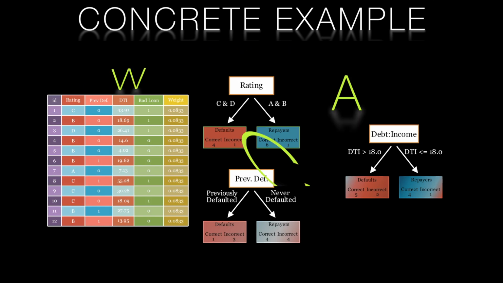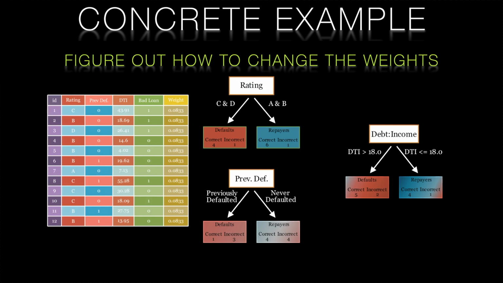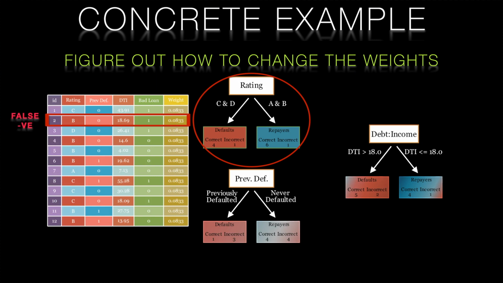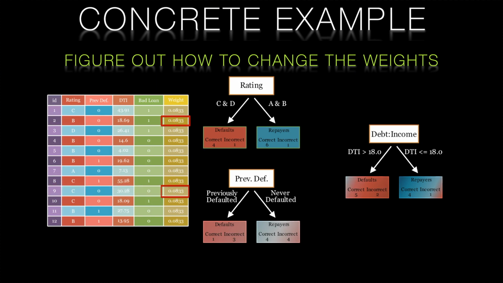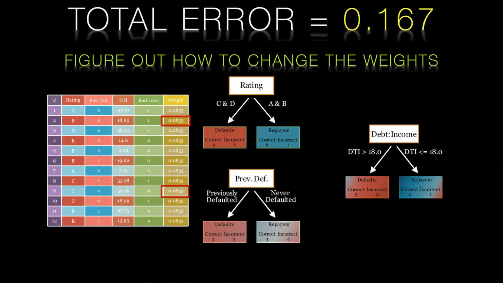Some stumps will get more say than others based on how well they classify the data. This stump makes just 2 errors. Record 2, which the stump classifies as a repayer, when in fact this borrower defaults. This is a false negative. And record 9, which the stump believes will default, when in fact it repays, a false positive. The total error for a stump is the sum of the weights of the incorrect samples. In this case, the total error is 0.167, that is to say 2/12 or 1/6.